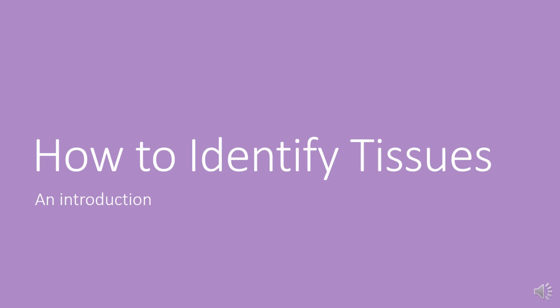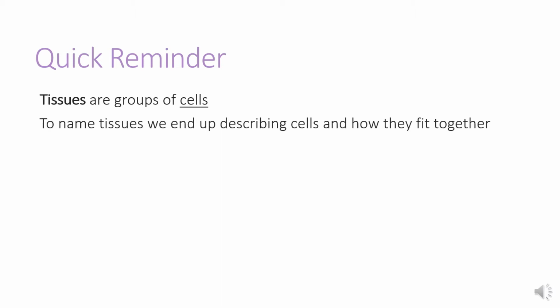Let's do a quick introduction to how to identify tissues. The first thing we need to do is a quick reminder from things that were discussed during the lecture component, of course. That is that tissues are groups of cells. And because of that, when we go to name tissues, what we really end up doing is describing the cells and how those cells fit together or not. It's that combination of cells and cells together that gives tissues their names.